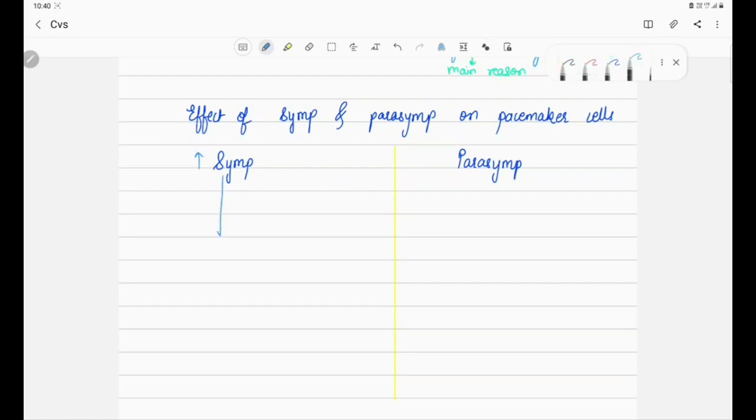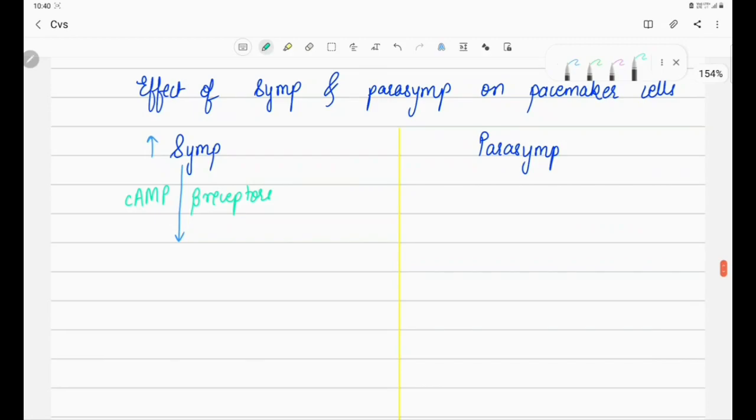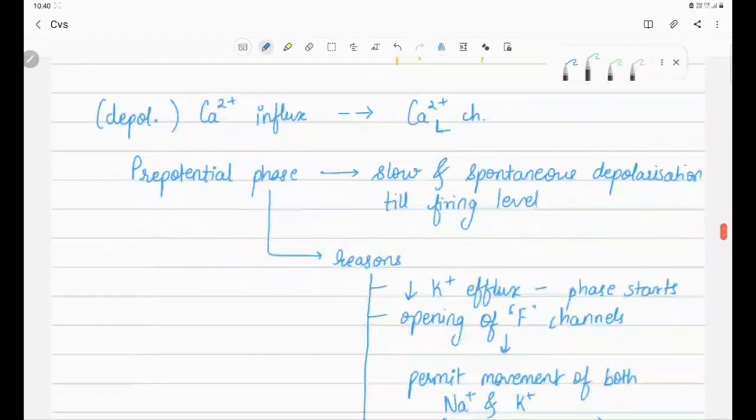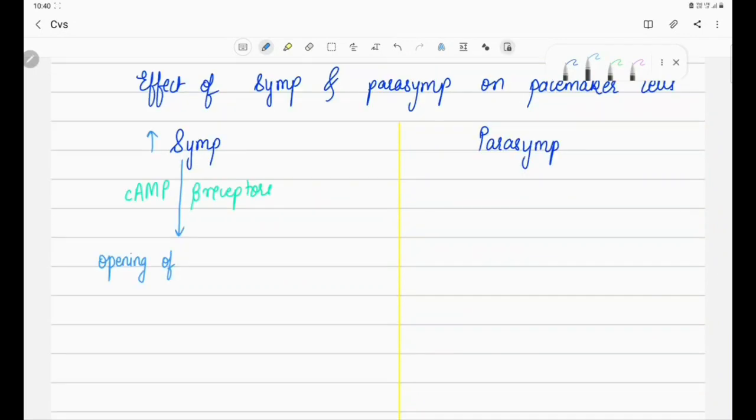Increase in sympathetic discharge will lead to increase in cyclic AMP, and it acts on the beta receptors. This will lead to the opening of the additional calcium channels. Due to this, there is decrease in the depolarization time. This decrease in depolarization time results in increase of the heart rate.